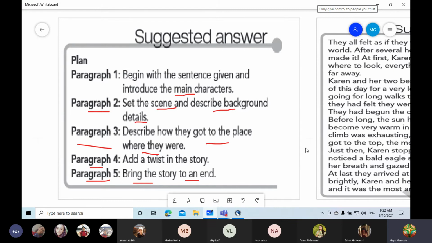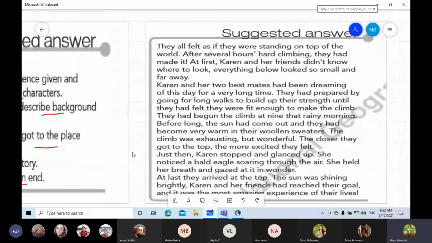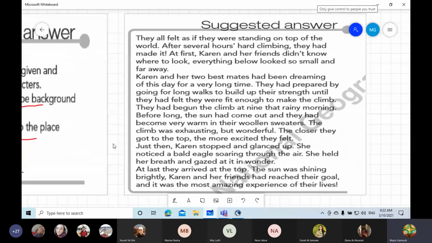All right, let's start reading the sample that we have. I would like Zaina to start reading the suggested answer. They all felt as if they were standing on top of the world. After several hours of hard climbing, they had made it. At first, Karen and her friends didn't know where to look. Everything below looked so small and far away.